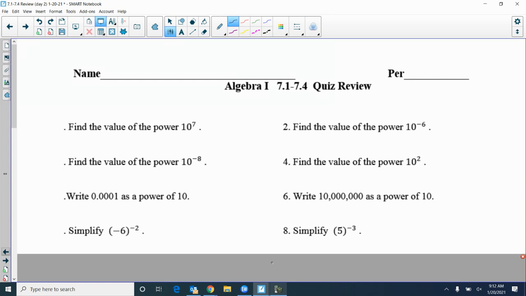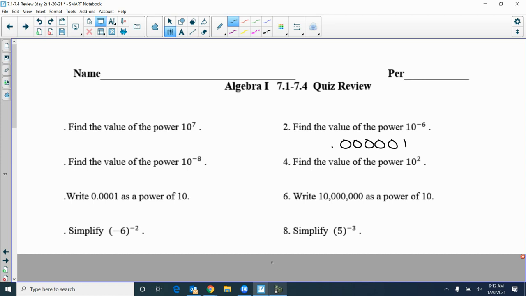2, 1 million. How many zeros? That'll help me out. 5 zeros: tens, hundreds, thousands, 10,000. Yep, it is 1 million. Very good, but 5 zeros. You skip 1, so you go 1. I just wrote the wrong answer.